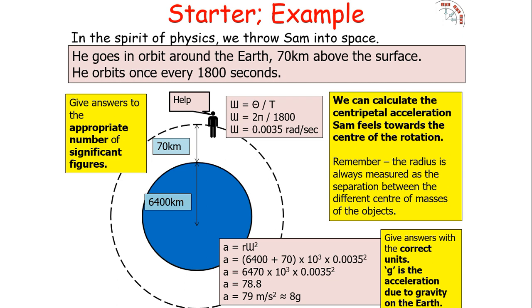And we know that in one full circle, 2 pi, the time is 1,800 seconds. So you get an angular velocity of 0.0035 radians per second. You then pop that into the equation A equals r omega squared.